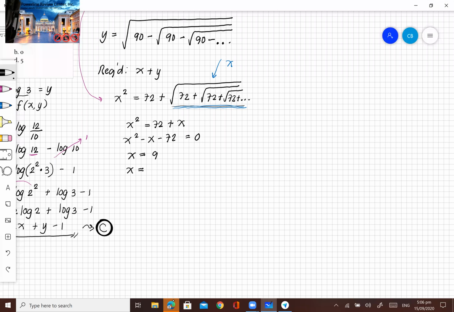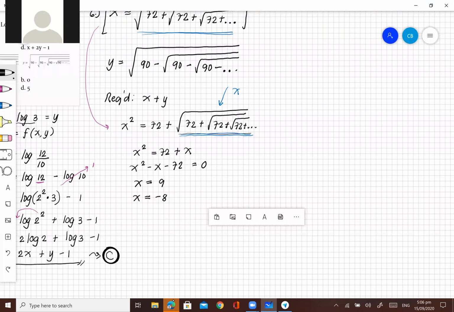So, there are two values. Isang positive 9 at saka isang negative 8. No? Kindly solve using your quadratic equation. You have x squared minus x minus 72. So, the factor is x minus 9, then x plus 8. Tama lang. So, you have x equal to 9, then x equal to negative 8. So, we have now the value of our x.